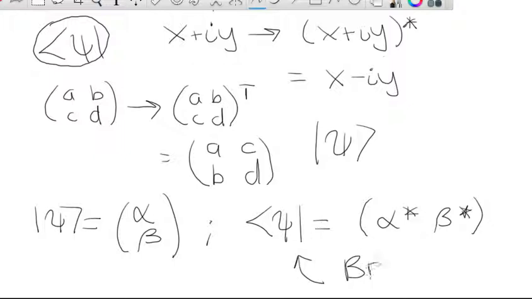Bra. And we have over here what we introduced originally, ket. And these are just, think of these as vectors, but a special type of vector that we'll be dealing with a lot in quantum information.